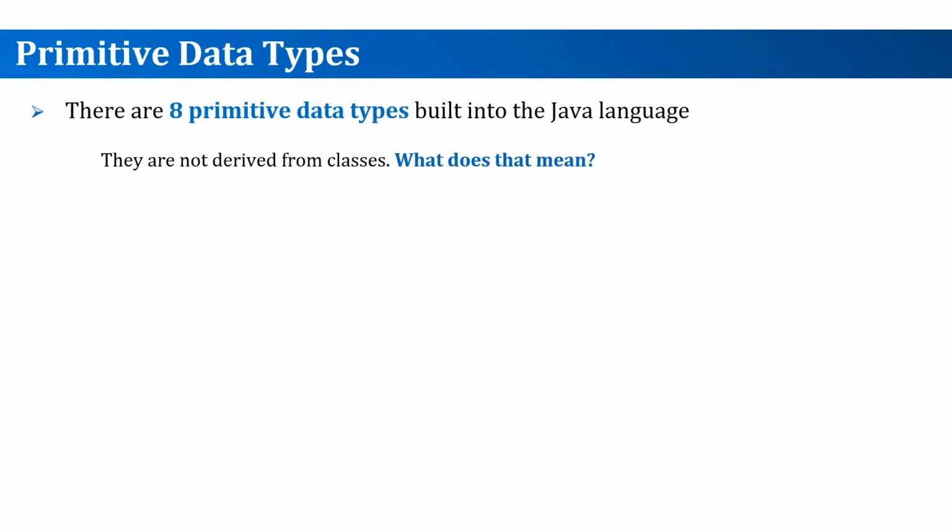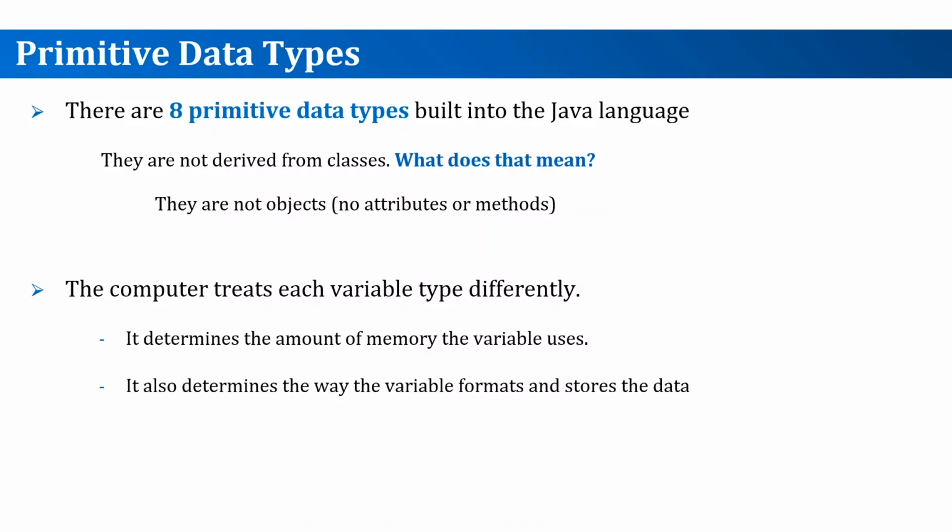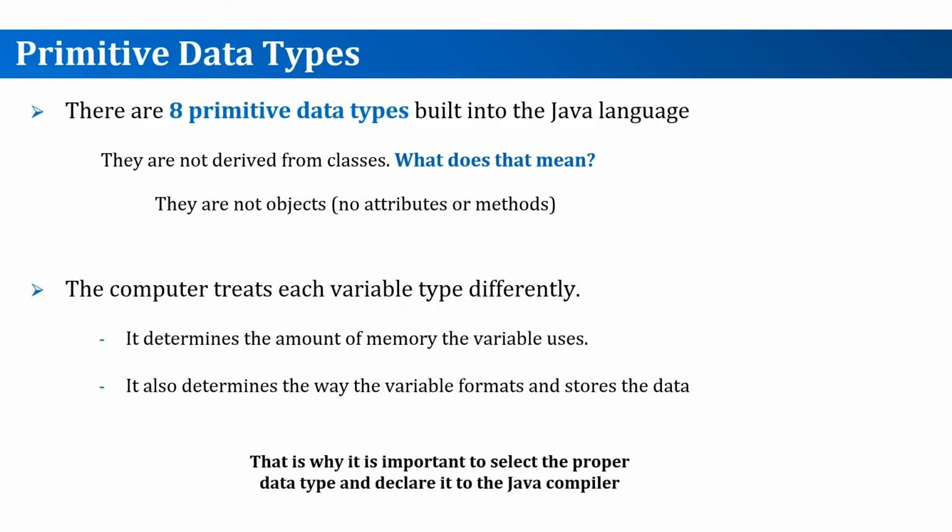Java supports 8 primitive data types. The reason we call them primitive is that they are there and are not derived from classes. Also, you don't need to build a class to use them. What that means for us is that they are not objects and they don't have attributes or methods. And that's why they are referred to as primitive data types. Each data type is treated differently, meaning each data type is allocated a specific amount of memory slices or bytes. It also dictates what a variable with a specific primitive data type is capable of doing and storing. That's why it's very important to select the proper data type and declare it to the Java compiler.